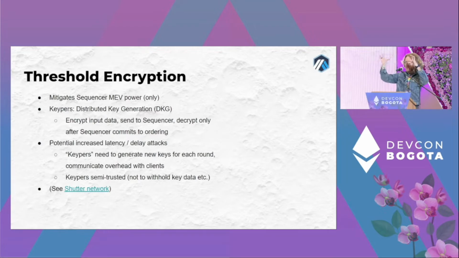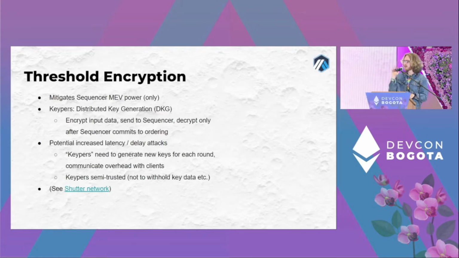So you encrypt your transactions, give it to the sequencer. The sequencer commits to an ordering blindly. It doesn't know the content of the transactions, commits to it off-chain, right? And then only after it commits to them do we sort of reveal the contents of it. So now the sequencer can't easily extract value because it doesn't know what it's looking at. So this is cool.